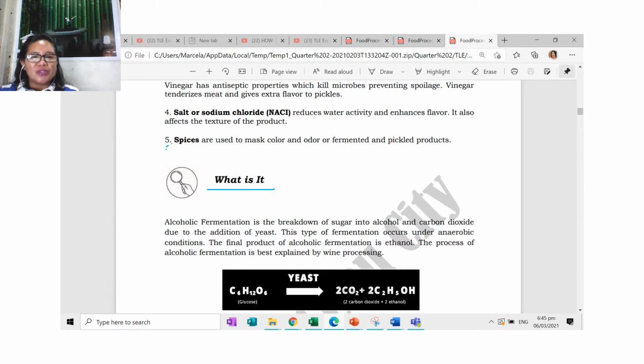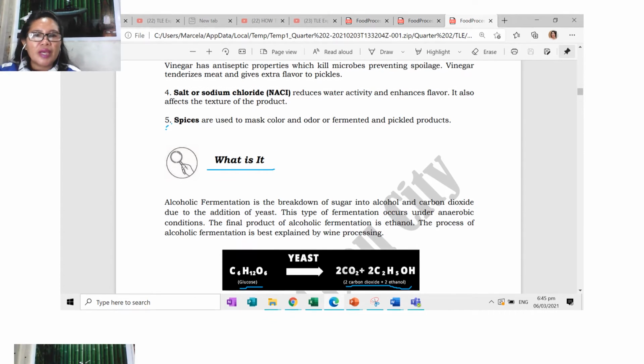Here is the yeast. This is the glucose and the carbon. As you can see, I cannot see it clearly because it's too small. This is the glucose here, and this is the 2 carbon dioxide plus the ethanol. So that is the formula.